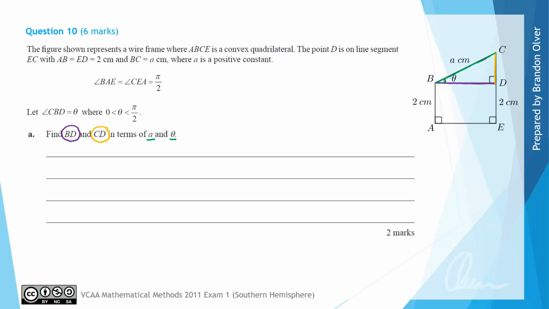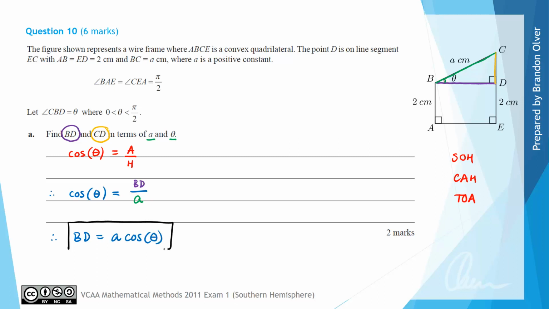So because this relates to a right-angled triangle, we know that we can use SOHCAHTOA to complete questions like this. So they relate angles and side lengths on a right-angled triangle. So we are asked about BD, which sits in the adjacent position. So that means that cos of theta is equal to the adjacent on the hypotenuse. So therefore, cos of theta is equal to the adjacent value, the length BD, divided by the hypotenuse, which is length A. So therefore, BD is equal to A cos of theta. So that is one of the answers we need for this question.